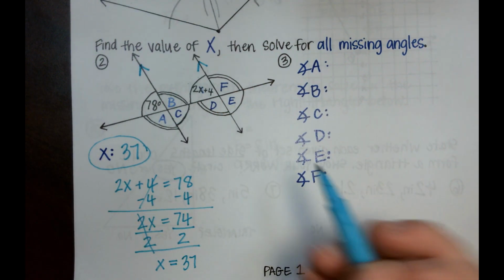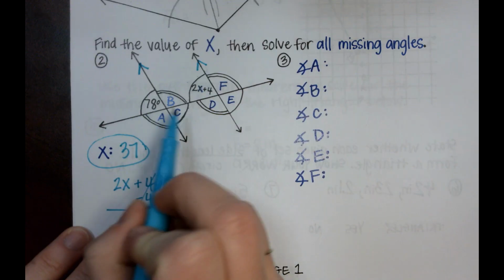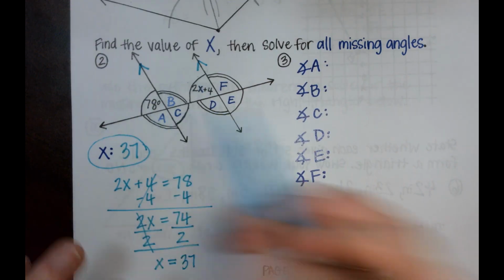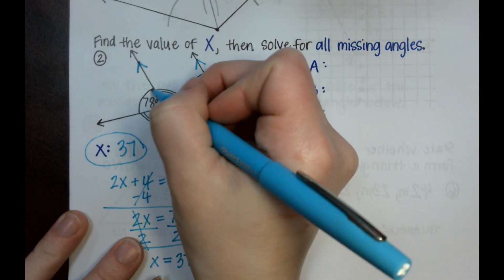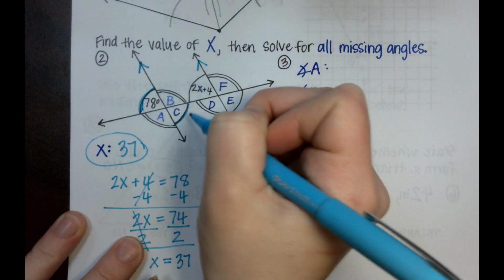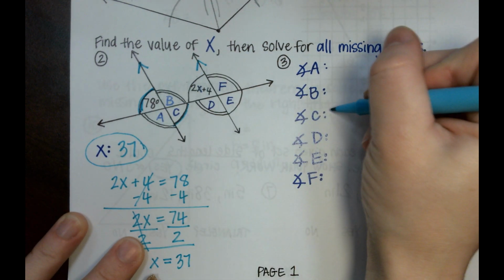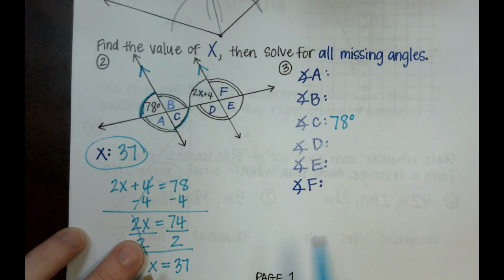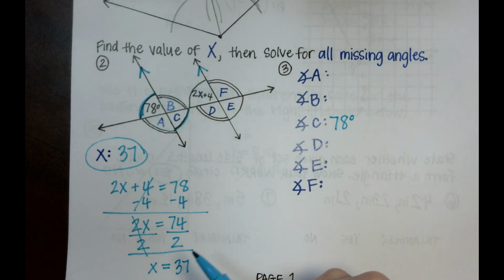It does. So these are vertical angles, the ones that are right across from each other. So any of these with one arc will be 78 degrees. So C is 78 degrees. Are there any other angles that are the same measure as C?